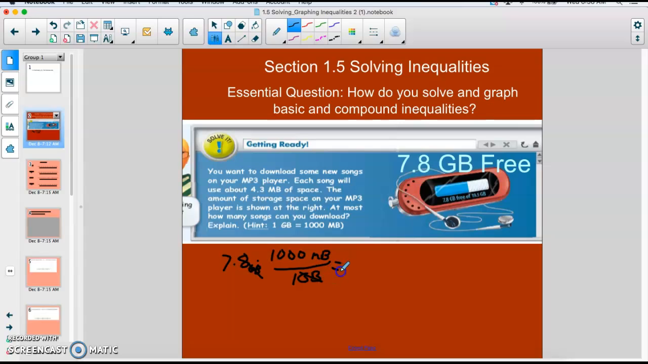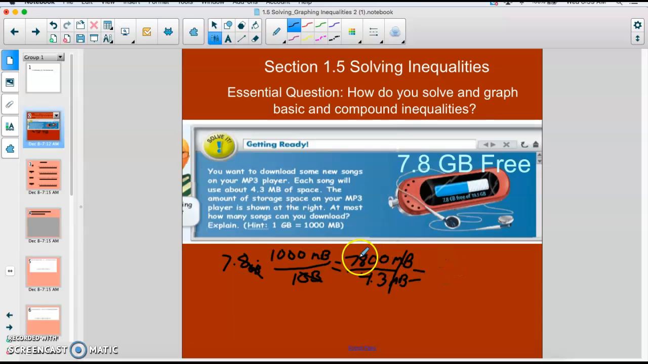And we're left with, if we multiply this by 1,000, we multiply across, we get 7,800 megabytes. So that's how much storage space we have, and then each song is 4.3, so we're going to divide by 4.3, that's per song. Because it's 4.3 megabytes for each song, our labels actually cancel again. Not a huge deal, but just making you aware that does exist.